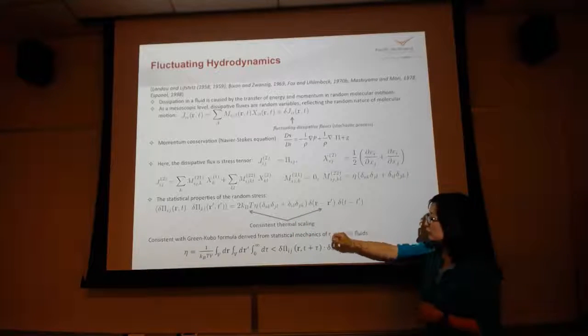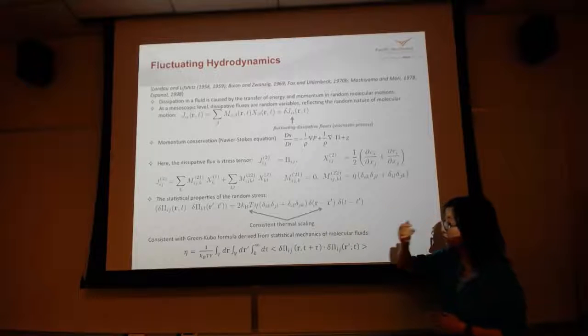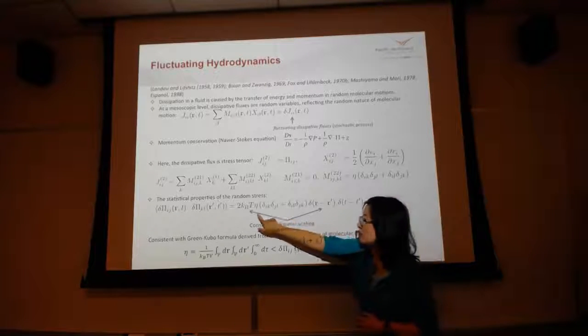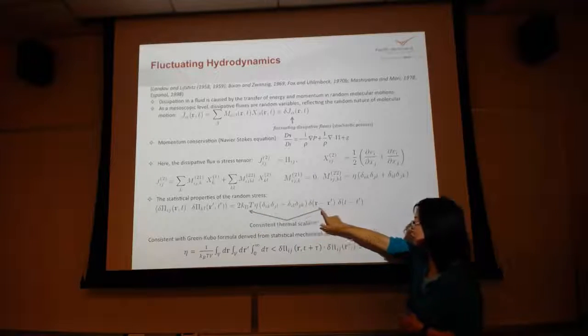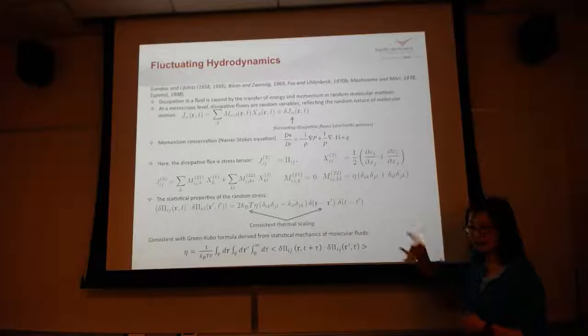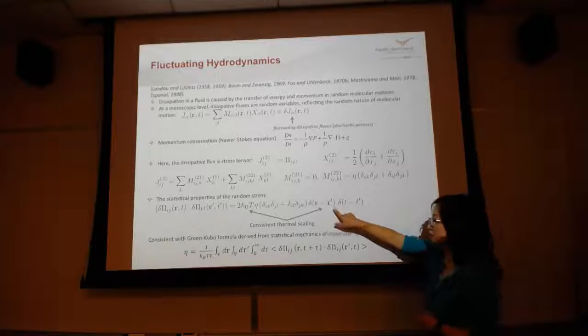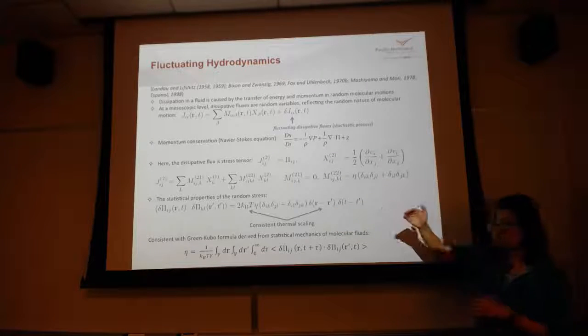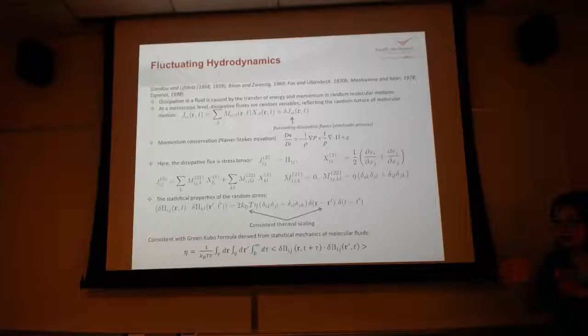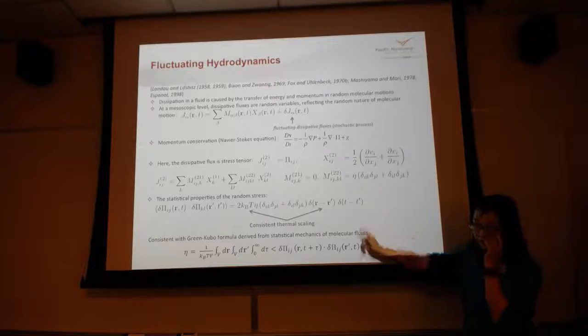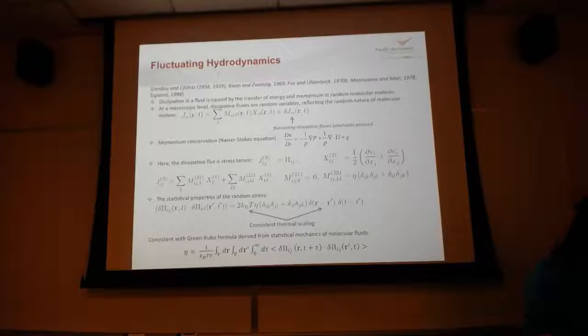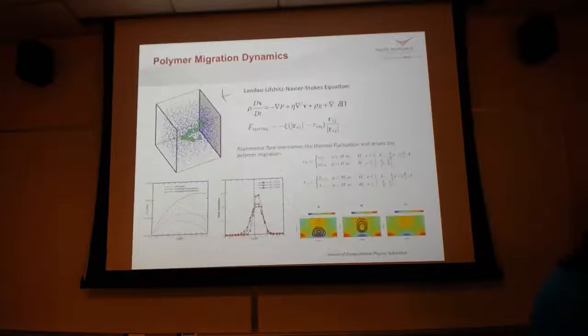And here you have consistent thermal scaling, in the sense that it is proportional to your temperature, and the delta function has the length scale 1 over r cubed for 3 dimensions. So once you reduce your length scale, you get larger thermal fluctuation. So this is the thermal consistency of this framework.